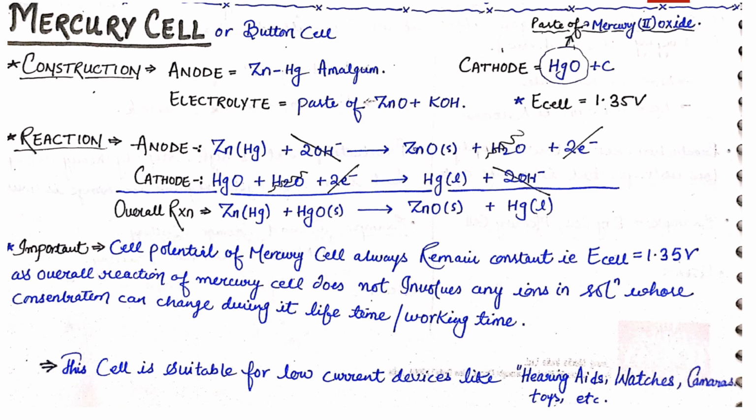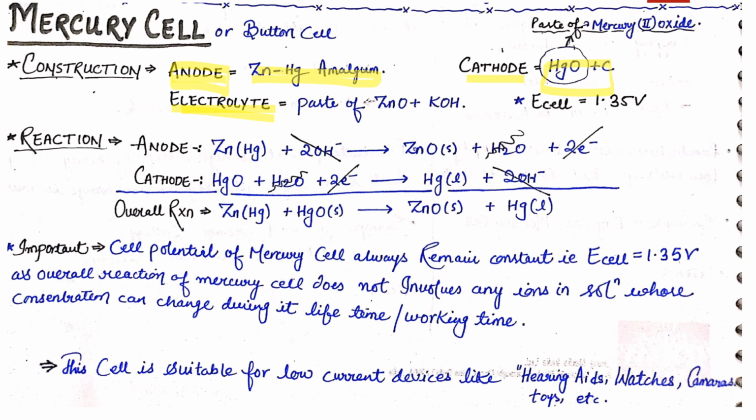In our mercury cell, as you are seeing in the slides, the mercury cell consists of an anode made up of zinc amalgam. Do you know what an amalgam is? Any metal mixed with mercury is known as an amalgam. So in the mercury cell, we are using zinc amalgam as an anode, while the cathode is mercuric oxide, that is the paste of mercuric oxide along with a small amount of carbon. And the electrolyte used here is a paste of zinc oxide plus potassium hydroxide mixed together.